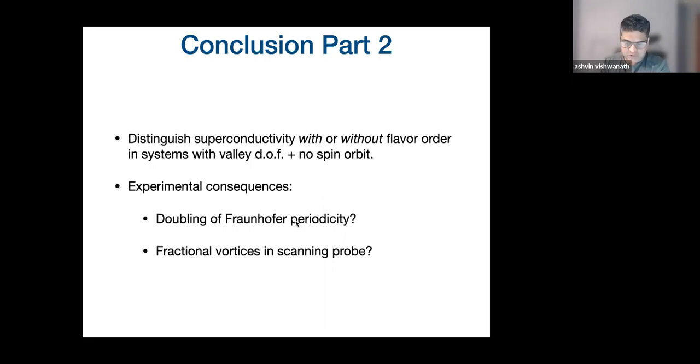And experimental consequences, obviously, we would like to make sure that the Fraunhofer periodicity people see for these superconductors is what you'd expect from the usual case, the charge 2e case. That's something that one would like to check. And also fractional vortices, maybe if there are scanning probes that can look for fractional vortices, these are a good place to look, I would say.